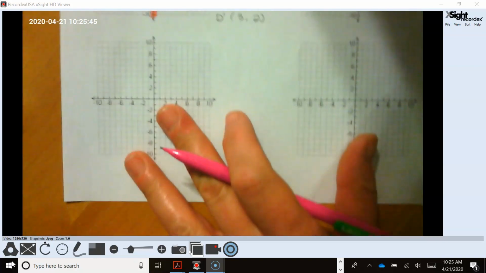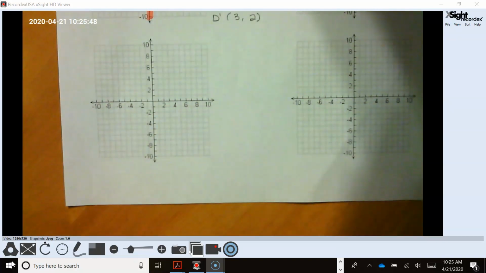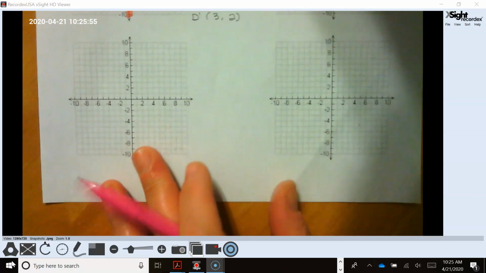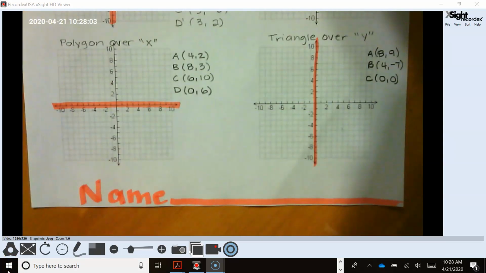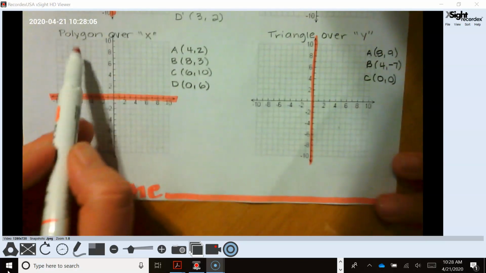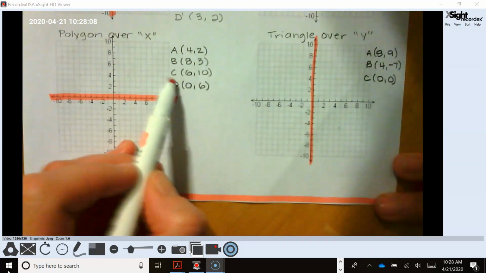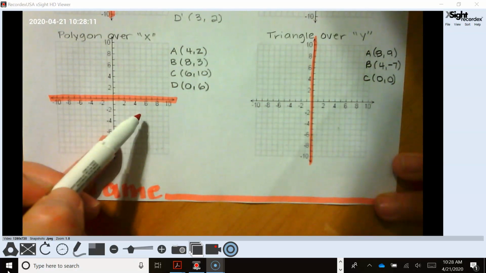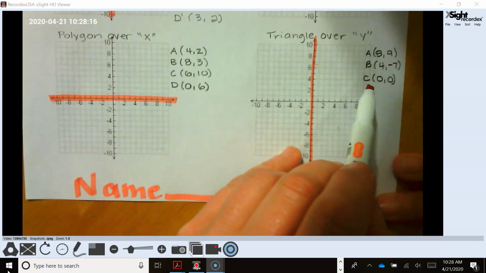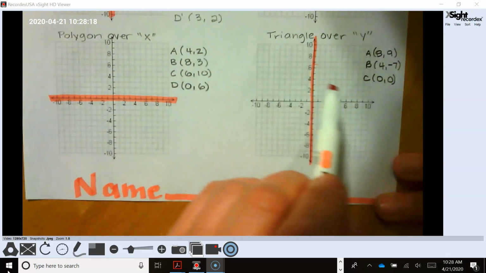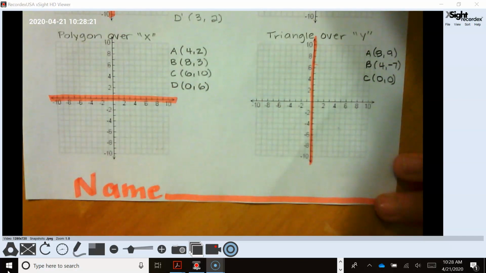Now, for the part I'd like you to do by yourself, I'm going to pause this for just a second. I'm going to write down the coordinates that I would like you to plot, along with how I would like you to reflect those shapes. So, one second, kiddos. All right, kiddos. What I'd like you to do on your own is plot this polygon using these 4 points, and you're going to reflect this guy over the x-axis. Then I would like you to plot a triangle using those 3 points and reflect that triangle over the y-axis.